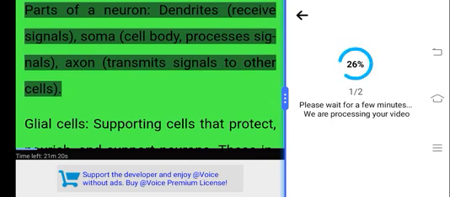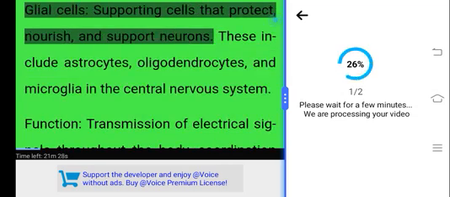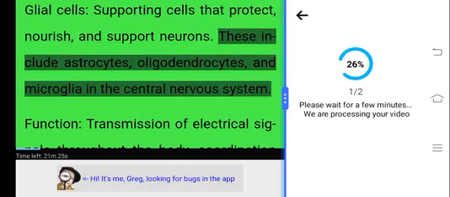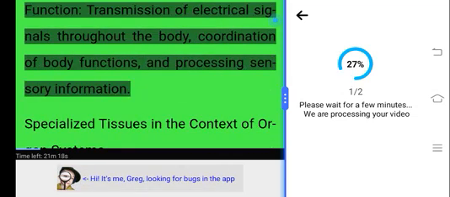Parts of a neuron. Dendrites receive signals, soma, the cell body, processes signals, and the axon transmits signals to other cells. Glial cells: supporting cells that protect, nourish, and support neurons. These include astrocytes, oligodendrocytes, and microglia in the central nervous system. Function: transmission of electrical signals throughout the body, coordination of body functions, and processing sensory information.